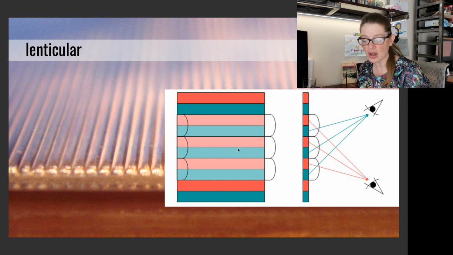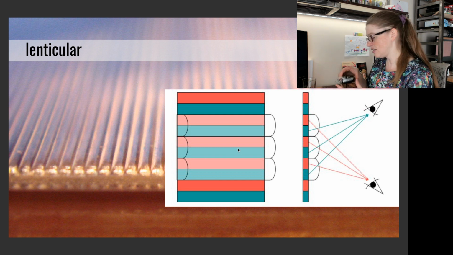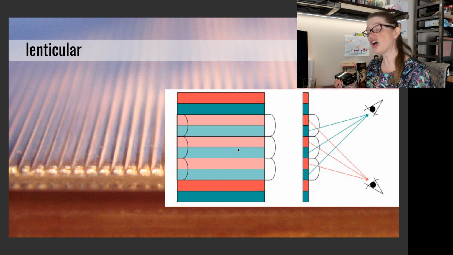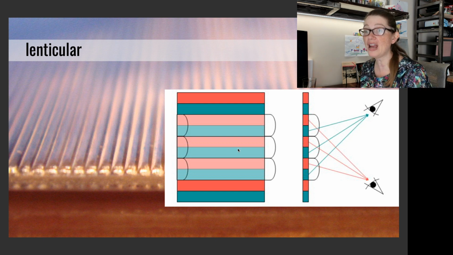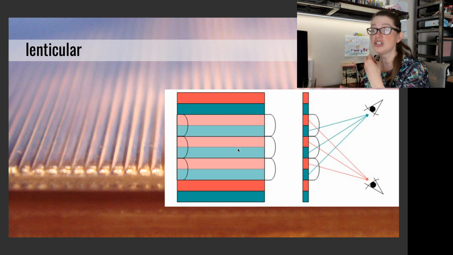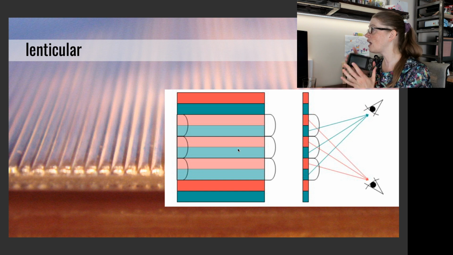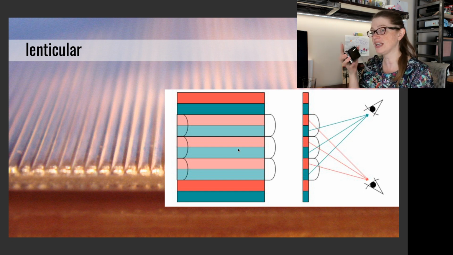So lenticular is really common. And in fact, you can even get these, which are called autostereoscopic screens, by the way, because you don't have to do anything to get the stereo effect. You just look at it. The screen on the back of this camera is actually a lenticular screen.